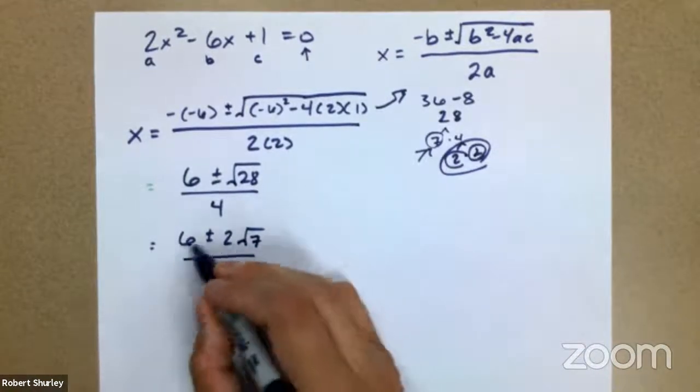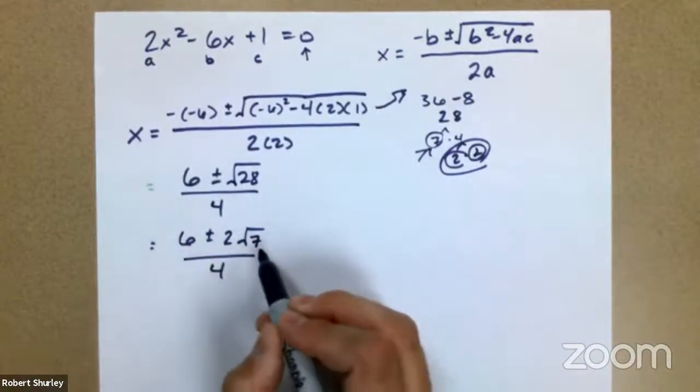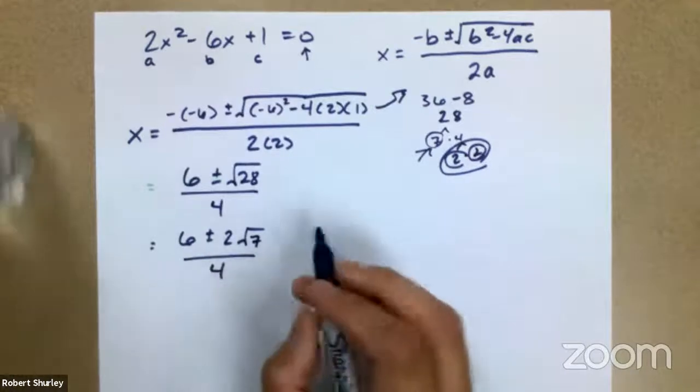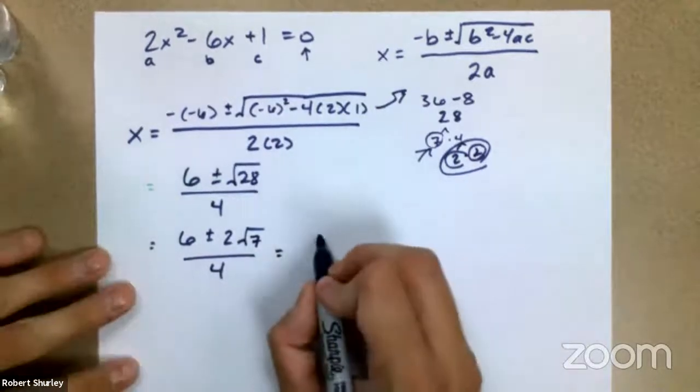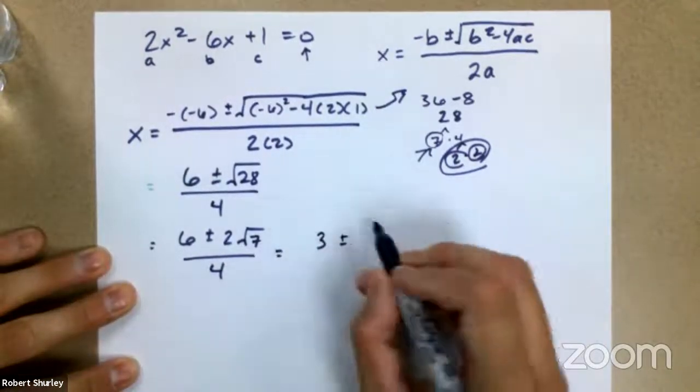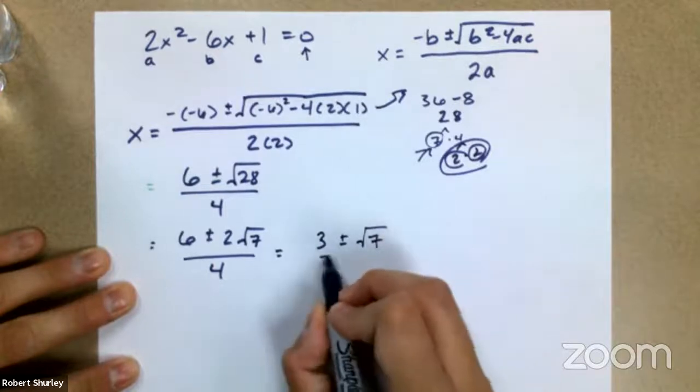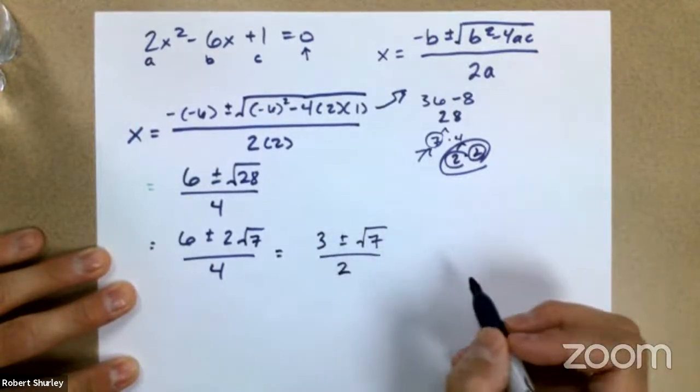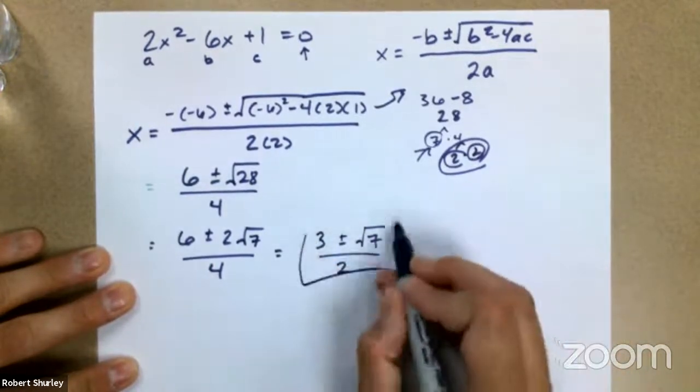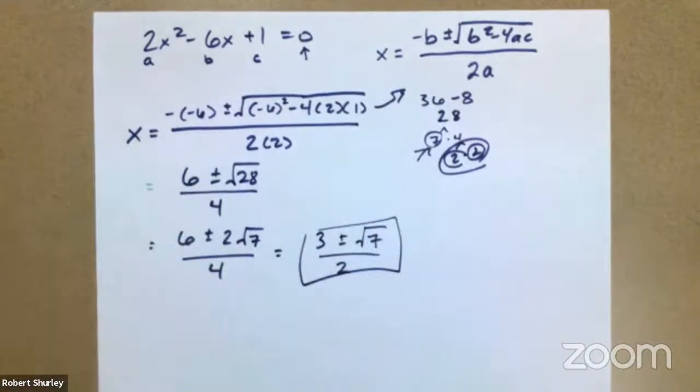And then all 3 of these are even. You see the 6, 2, and 4. I'm not worried about the 7. 6, 2, and 4 are all divisible by 2. So this winds up being 3 plus or minus, 2 goes away because you divide it out, all over 2. Okay? So 3 plus or minus the square root of 7 over 2.